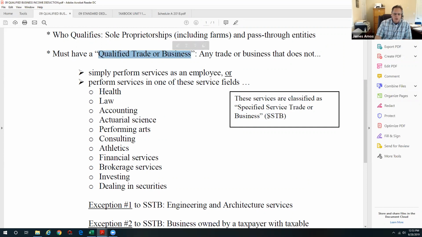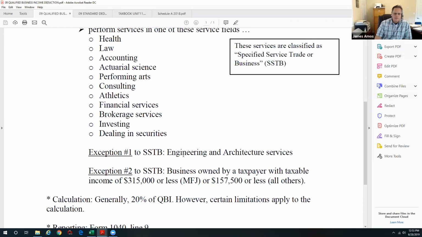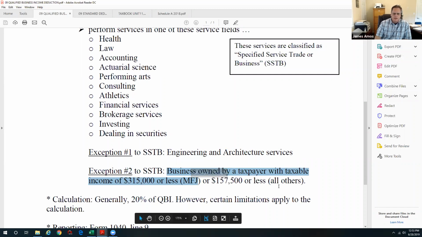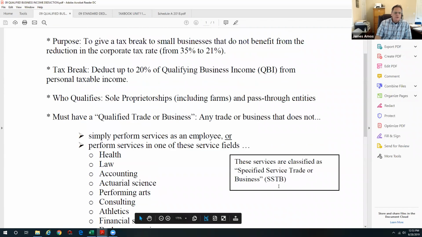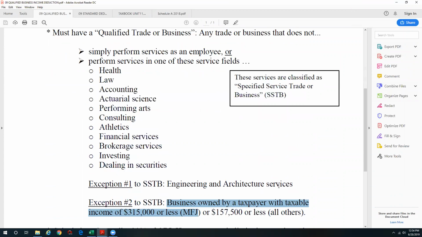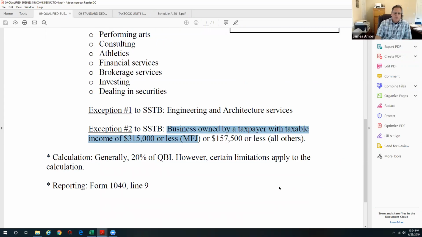But if you're disqualified because of an SSTB business, look for one of the exceptions. Is it engineering, architectural, or is your income for a single or MFJ taxpayer $315,000, or half that for all other filing statuses? So if you're looking at taxable income, that's not gross income for your business, right? Yes, taxable income. Taxable income for a self-employed person is their net profit. The amount that would flow through that pass-through entity. That's right. You're exactly correct.